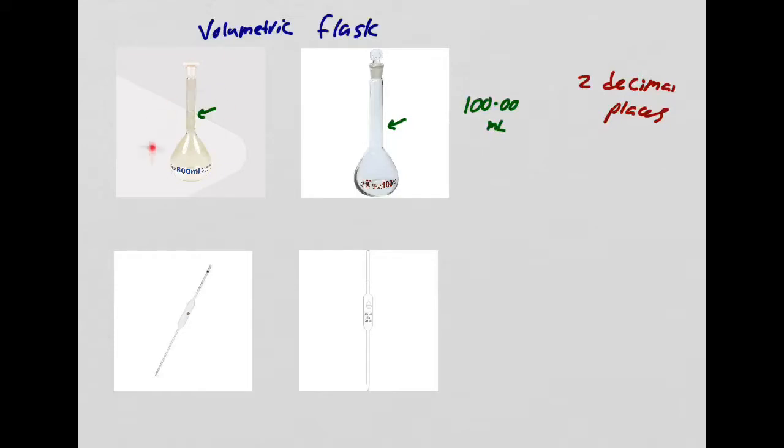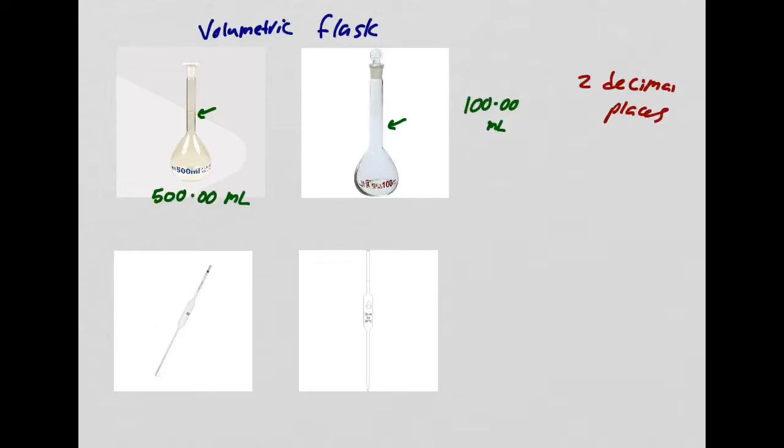If I use this volumetric flask over here, again, the only option I have is to fill it all the way to the one line here. If I do that, then I can write down 500.00 ml because it's good to 2 decimal places. So far, so good. Beautiful. We're almost there. All right, what is this guy?